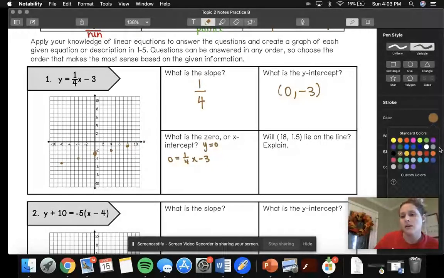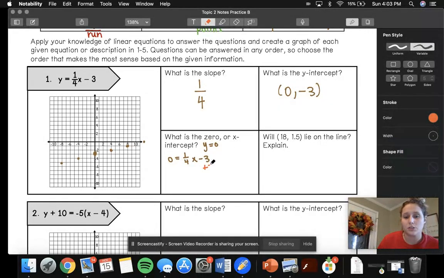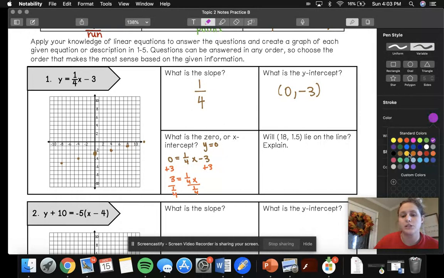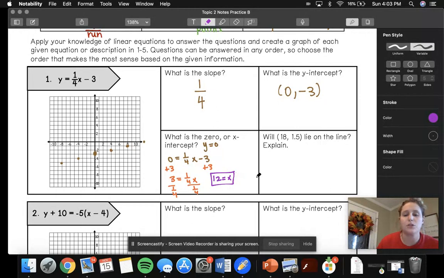In this case, we're actually going to have to solve an equation. So we're going to add 3. Then you can divide by a fourth or multiply by the reciprocal, however you learned how to do it. 3 divided by a fourth is 12. So you could use your graph and figure out that it was 12. You could also do it mathematically: the x-intercept is where y is 0, so we could just solve for x, and the x-intercept is (12, 0).